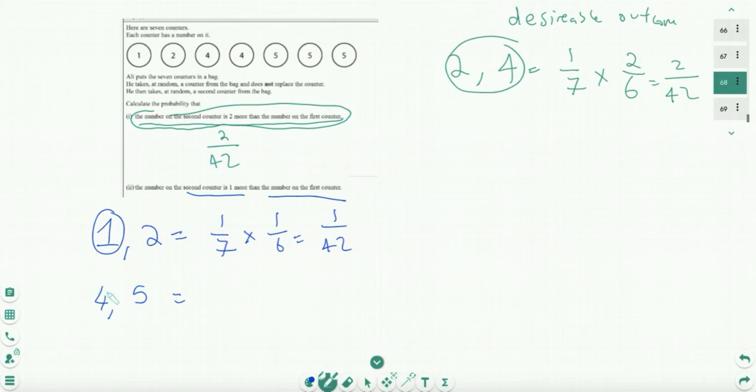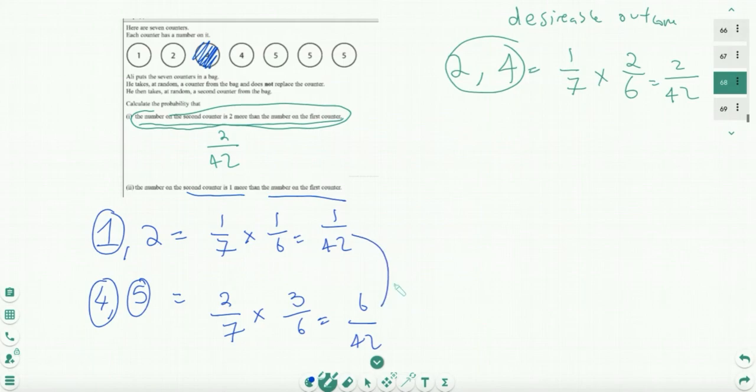Ali puts his hand in the bag. What's the chance he gets a 4? Well, 4 is 2 out of 7. So he picks up one of the 4s. Let's say he picks up this 4. What's the probability of getting a 5? Well, there's 3 5s out of 1, 2, 3, 4, 5, 6. Out of 6. 2 times 3 is 6. 7 times 6 is 42.